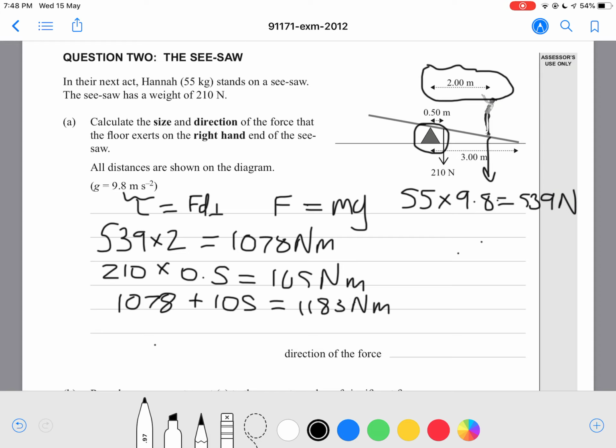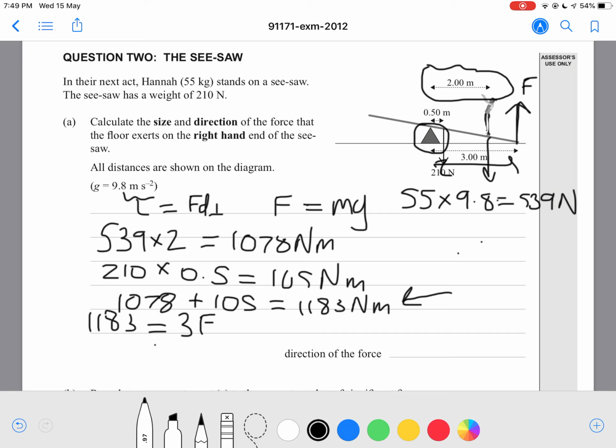1183 newton meters. Okay, so now we've found all the torques acting around the triangle pivot point. We're trying to find the force, so I'm going to label it. We're going to try to find this force acting upwards here. This force is 3 meters away from the pivot point. Because torque equals Fd, and we already found the torque, we can say that 1,183 equals 3, that's the distance, multiplied by the force F supplied by the right hand end of the seesaw. If we write this out, it will just be 1183 equals 3F. F is the force exerted upwards by the ground. The 3 is the distance from the pivot point to the right hand end of the seesaw, and 1,183 is the total amount of torque.